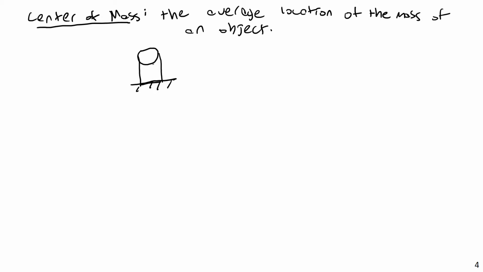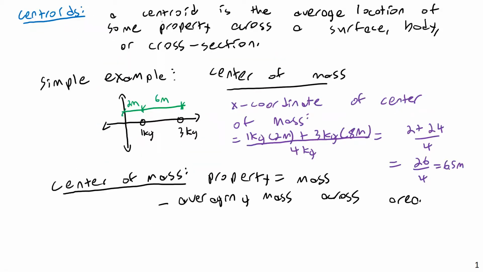This poorly drawn glass is sitting on this surface, and if I knew the exact mass of every single atom in that cup, and I knew the exact position of every single atom in that cup, I could basically do the exact same thing. A sum of forces in the x direction. If I want to get the center of mass in the x direction, I could just multiply the x coordinate of each mass times its own mass, and then divide by the total mass.